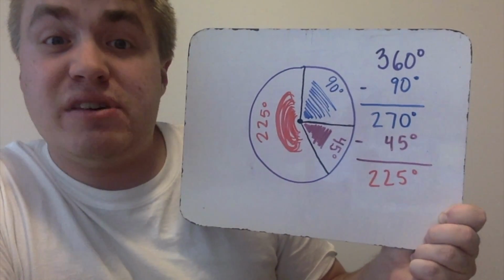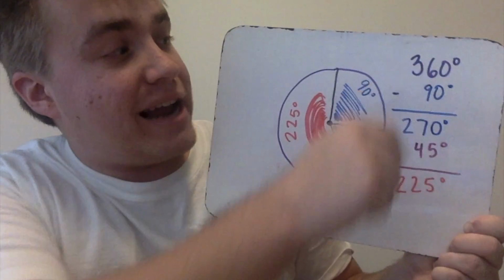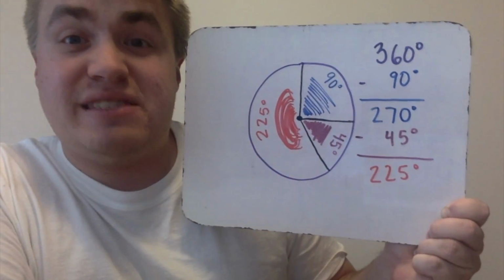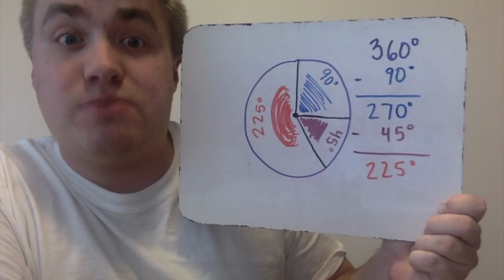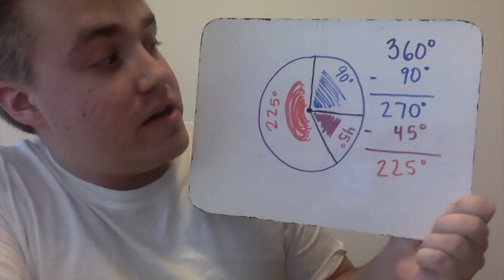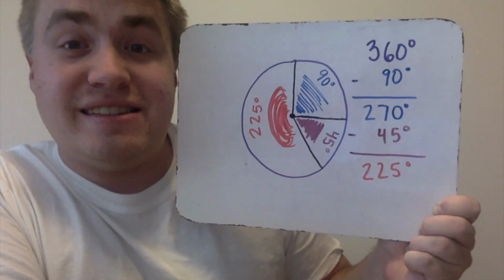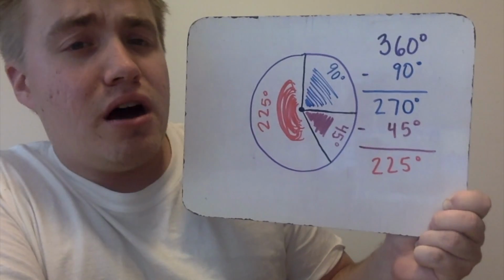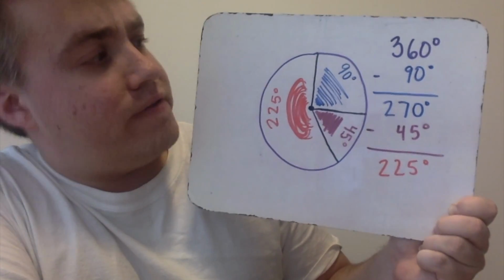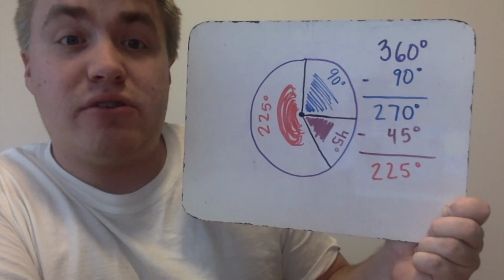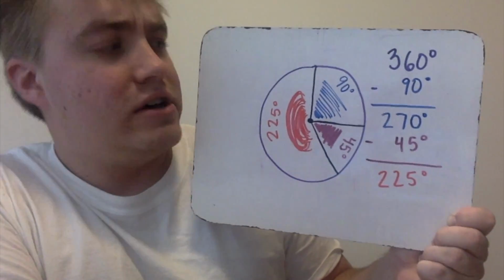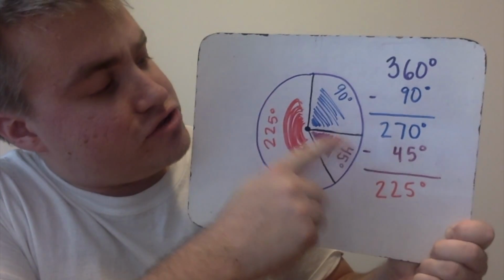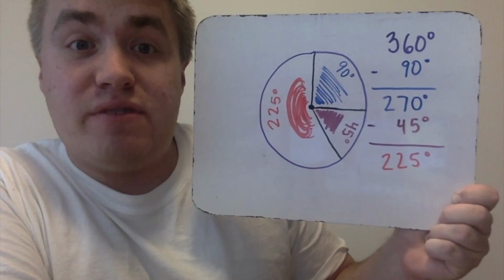I shaded that in with some blue. So I took away 90 degrees from my 360 because I've already shaded in 90 degrees worth of my full circle here. That brought me to 270 degrees. I know that half of 90 degrees, half of a right angle, is about 45 degrees. So I did my best approximately to shade in about half of a 90 degree angle.